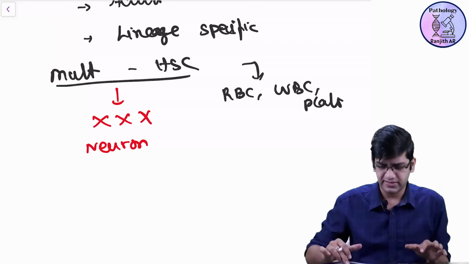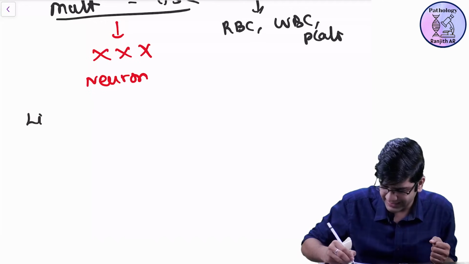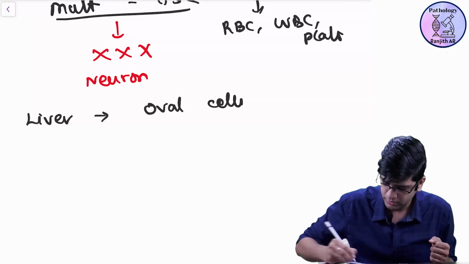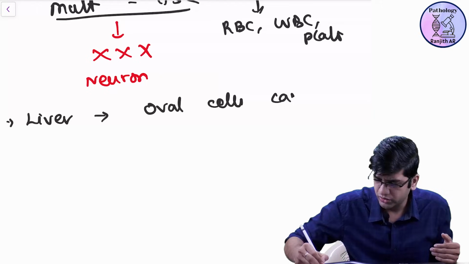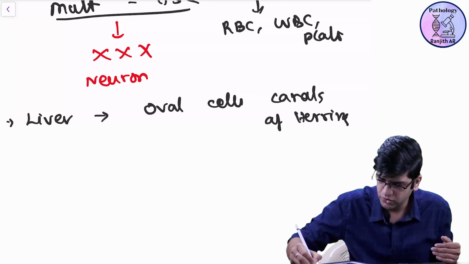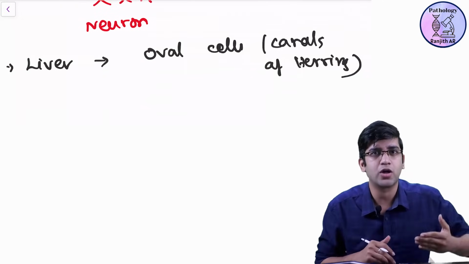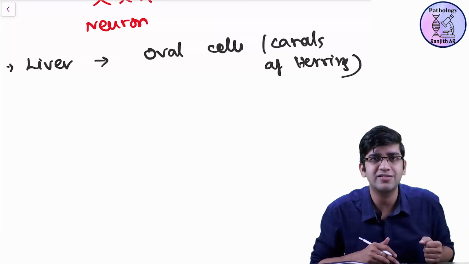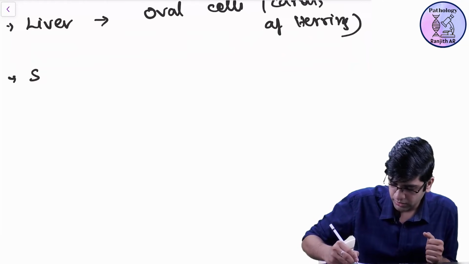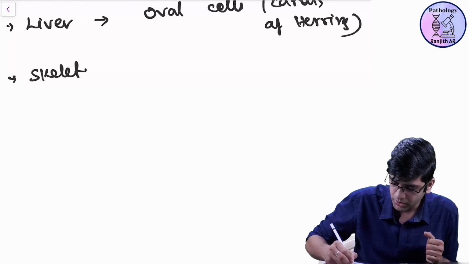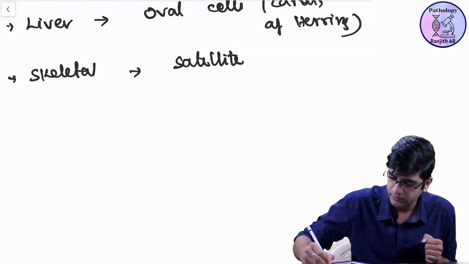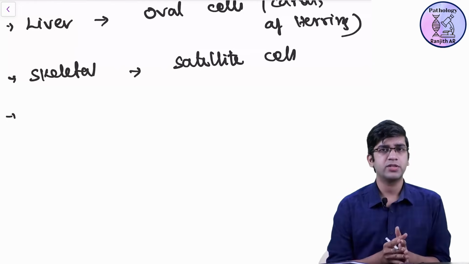Most of the adult stem cells are multipotent. We have stem cells in different places in our body. Just give a few examples. In liver, we have stem cells, we call them oval cells. We have them, I think, in a place called canals of Hering. We just now saw in your skeletal muscle, what are the cells called? Perfect. Satellite cells. They are also adult stem cells.